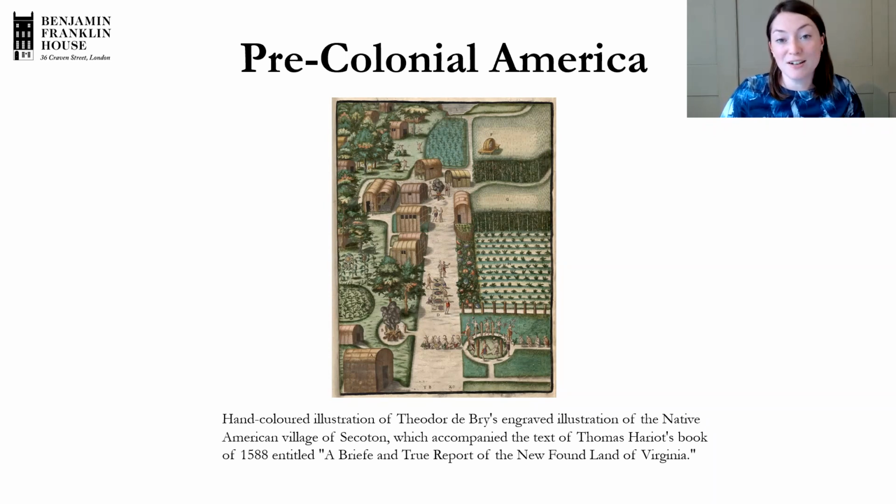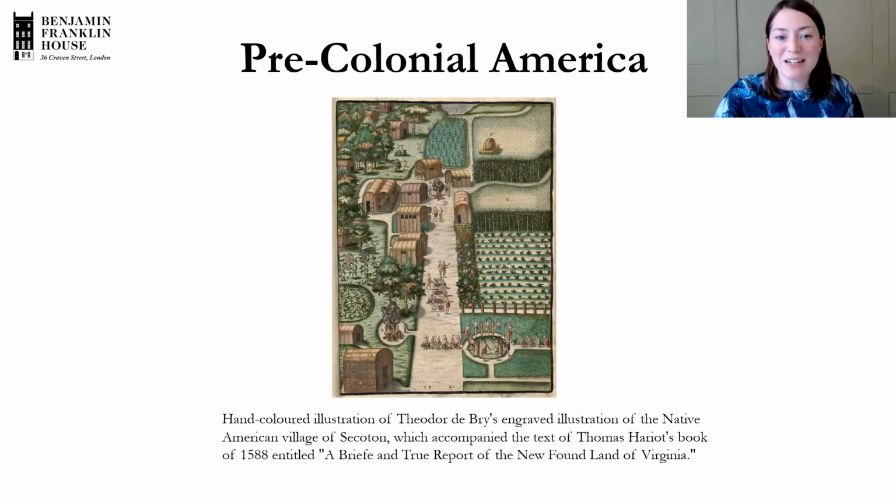So this first class is all about pre-colonial America. This period is also sometimes referred to as pre-Columbian America. And next week, we're going to be thinking a bit about Christopher Columbus and when Europeans arrived on the continent. We're focusing on North America, although we will make some references to South America too. And in this wonderful illustration on the screen, this is actually a kind of European perspective of the Native American tribes that were living on the continent when they arrived.